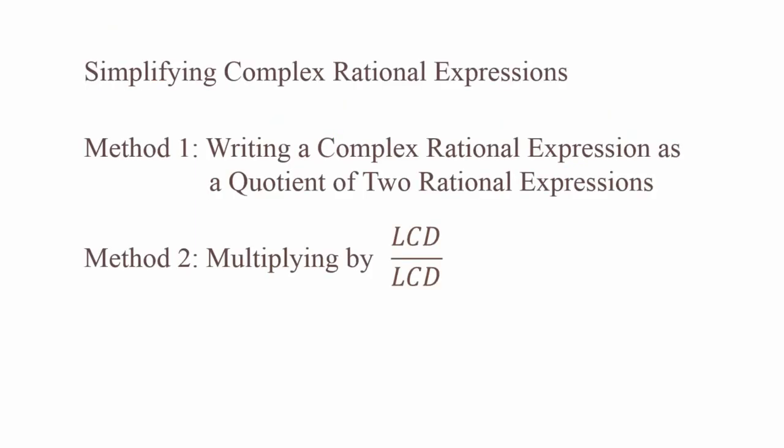Simplifying complex rational expressions. Method 1. Writing a complex rational expression as the quotient of two rational expressions. This works best if you have one fraction in your numerator and one fraction in your denominator. Method 2. Multiplying by LCD divided by LCD. This method works best when you have two fractions in your numerator or two fractions in your denominator or both.